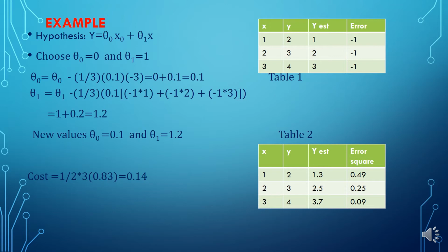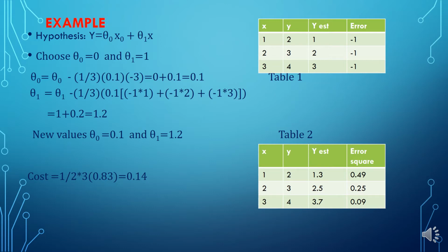We now know the actual value of y and the estimated value of y. The error at each step is the estimated value minus the actual value. So for example, the error for all the examples turns out to be minus 1. For the first training example, y estimated is 1 and y is 2. So 1 minus 2 is equal to minus 1. That's the error. Now we get inside the gradient descent algorithm.